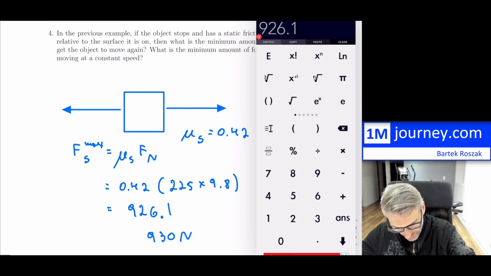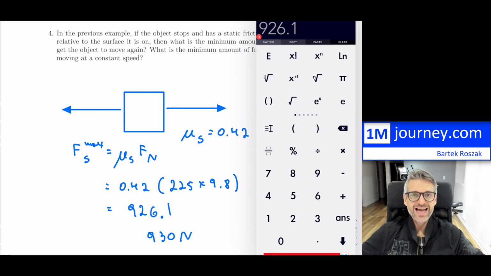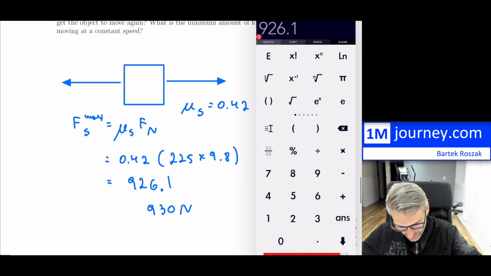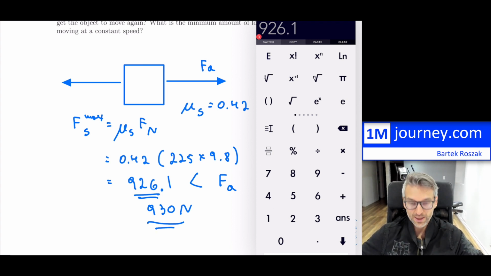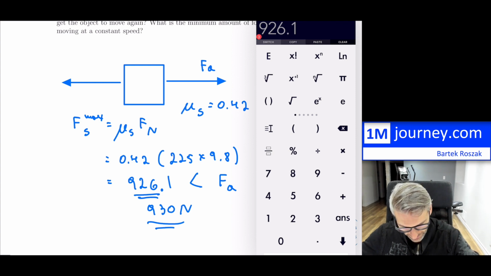Now, this force, this is the minimum, right? This would still keep it static, right? So this is still a force that you would have to overcome. So it has to be greater than this. Whatever you pull, it has to be greater than this. So the force applied has to be greater than this. Okay, well, if you've rounded to 2 sig figs, well, 930 is going to be greater. So that's what you would need to get it to accelerate again, right? To get it to move.